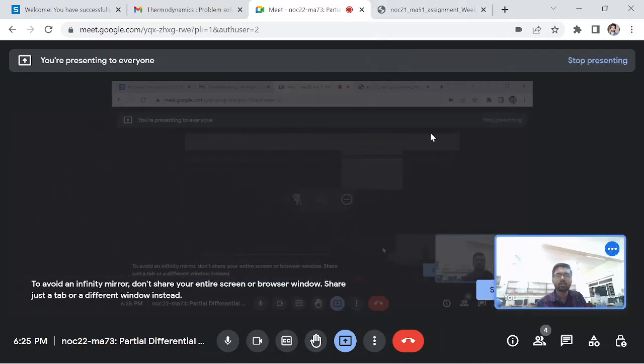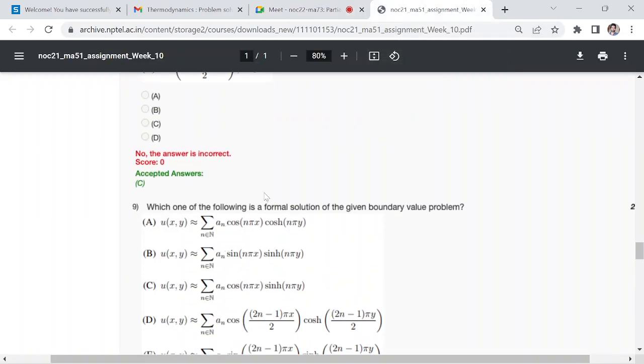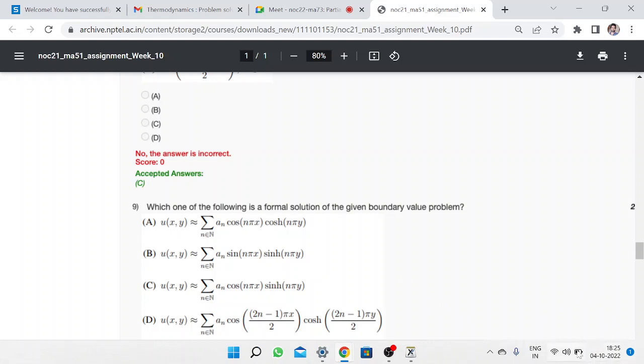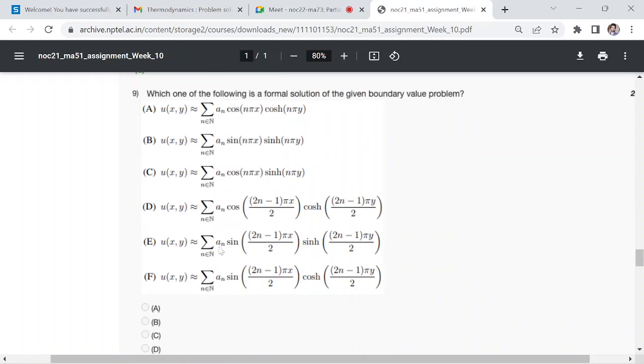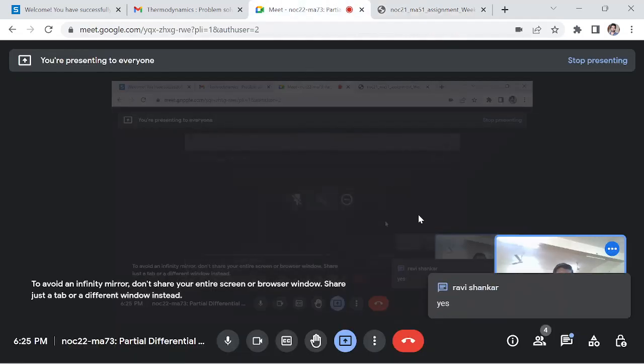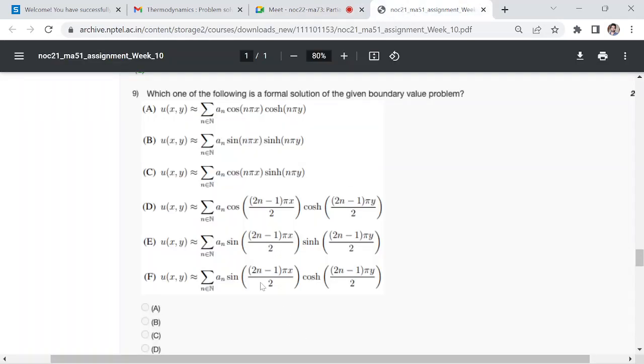So the next question is question number 9. I will show you the question. Question number 9 is visible. Which one of the following is a formal solution of the given boundary problem? Same problem. I got up to x. Now I have to find capital Yn. Then the solution will be given in terms of yes. Okay, so in question number 9 you have to find the solution by the separation of variables method.